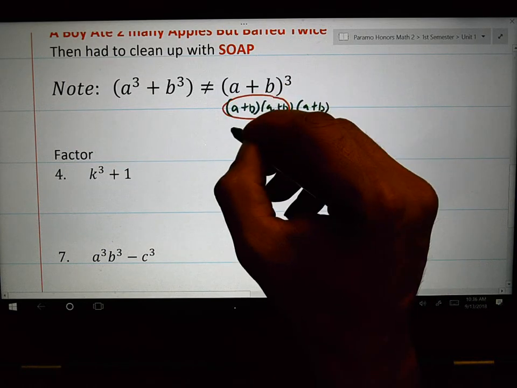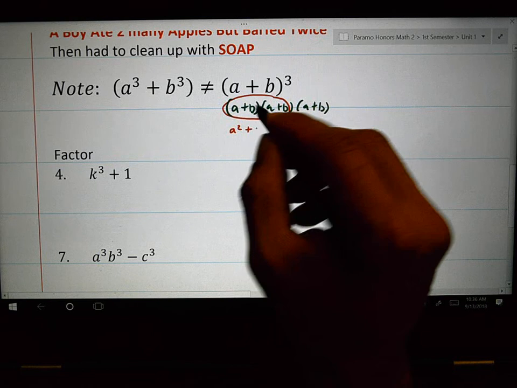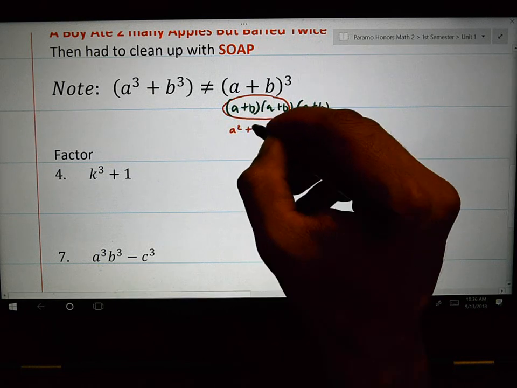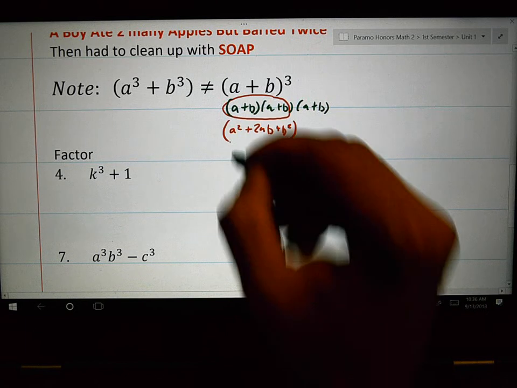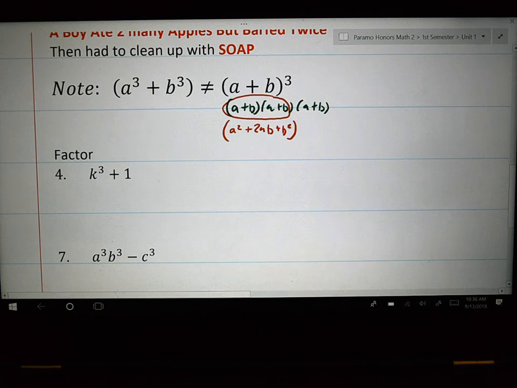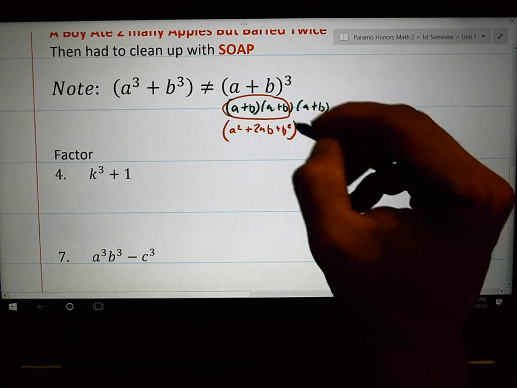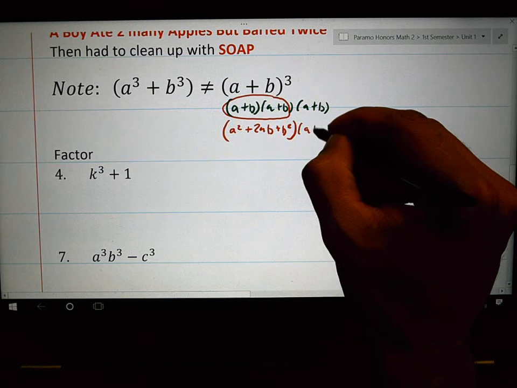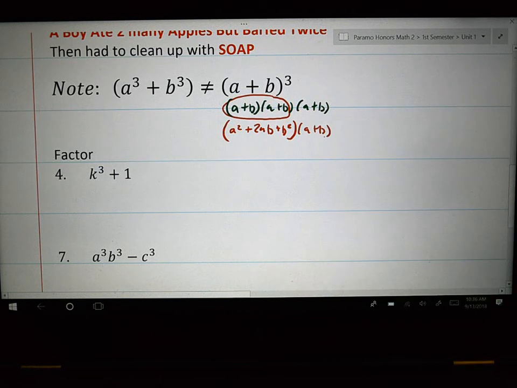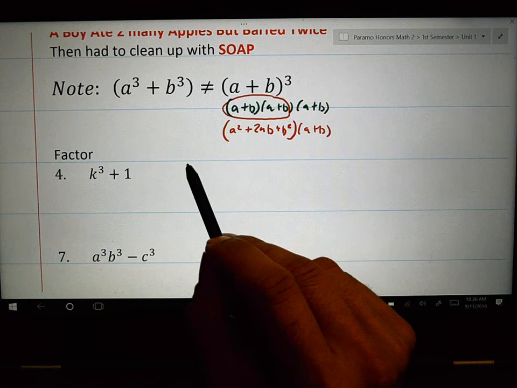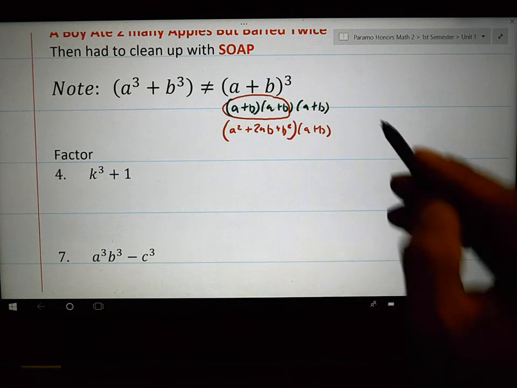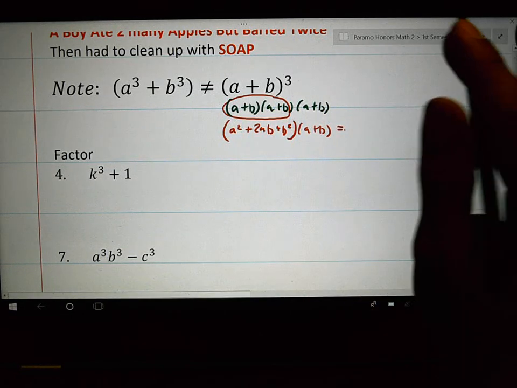It would become a squared plus 1ab and another ab is 2ab plus b squared. That's what that red piece would FOIL out to be. And then what you would have to do is multiply that by another a plus b. And as you multiply that out, since the signs are all positive, let me show you what it's going to be. Just trust me on this.